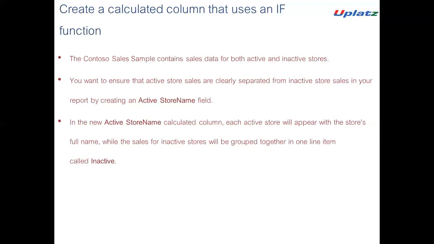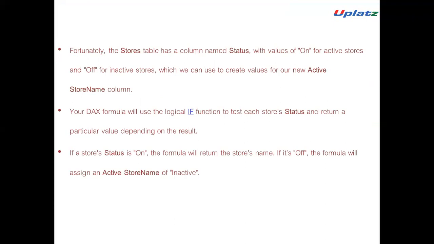So in the new active store name column, active stores will appear with their full name, while the inactive stores are identified by the name inactive. The status column is used for identifying the inactive stores. If the status is on, we will show the store name, and if it is off, we will show it as an inactive store. Create our store name column. So that is the active store name column.